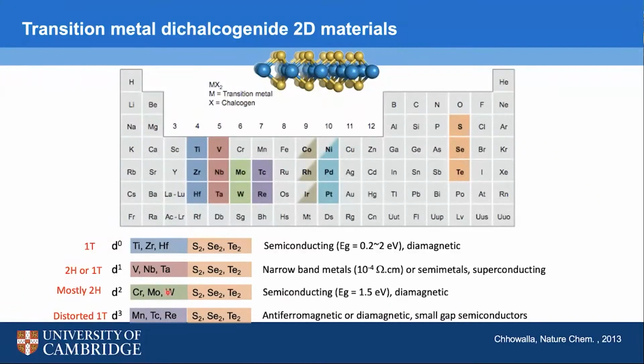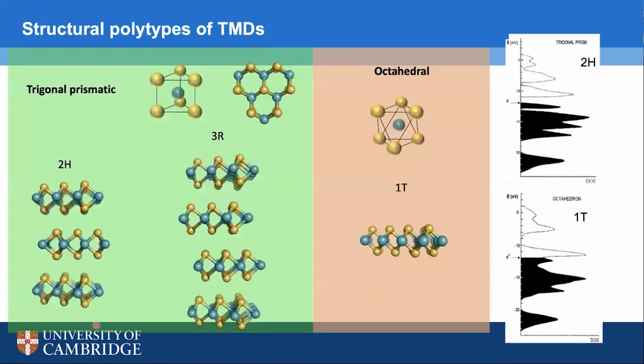So one can induce phase transformation in MoS2, for example, from the trigonal prismatic, which is the 2H phase, to the metallic octahedral, or the 1T phase. In addition to tuning the transition metal and chalcogen chemistry, one can also play around with phase transformation to obtain interesting properties in these compounds.